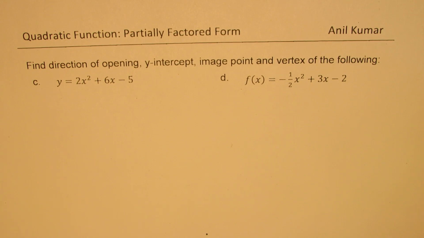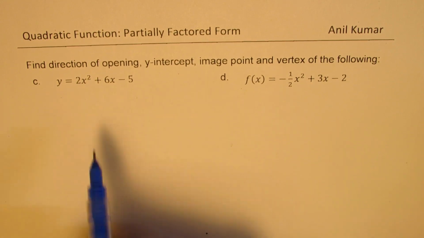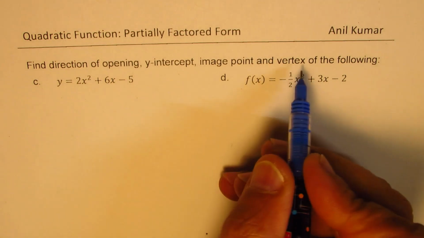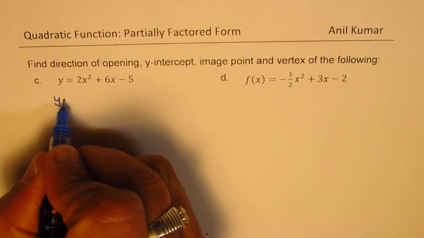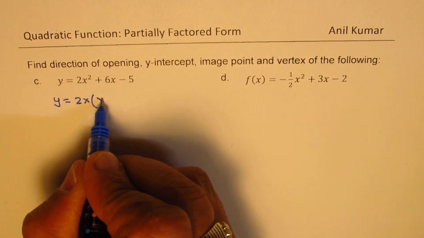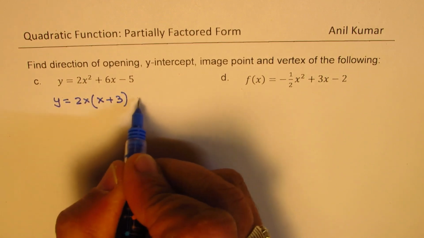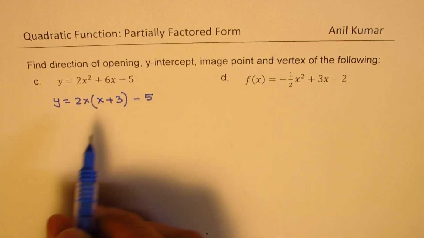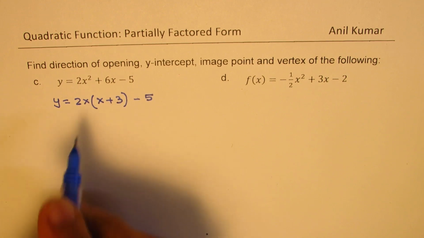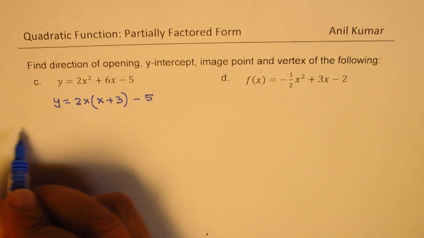So I hope you must have got the solution for these. Here is how I will do them. Let me just partial factor and then answer all these questions. So we have y equals 2x is common, correct? When 2x is common, we are left with x plus 3 here, minus 5, right? We know half of 3 is 1.5, so we need to find the value.